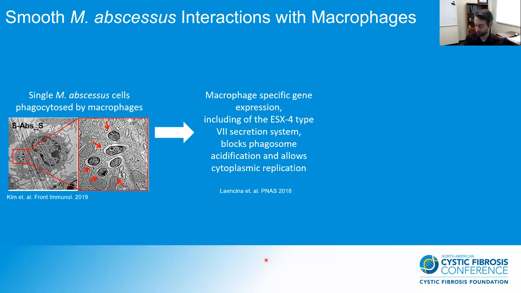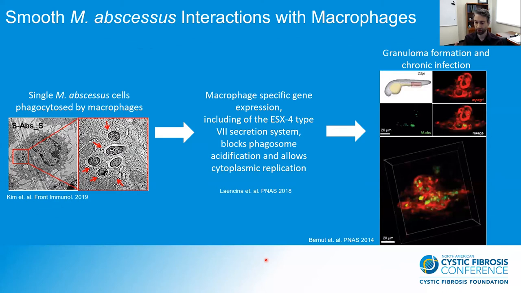If we move back then to our zebrafish model, how this manifests is by some kind of granuloma formation. So you see here in red macrophages, and green is bacteria, and you get granuloma, and then the dogma is more of a chronic infection state.